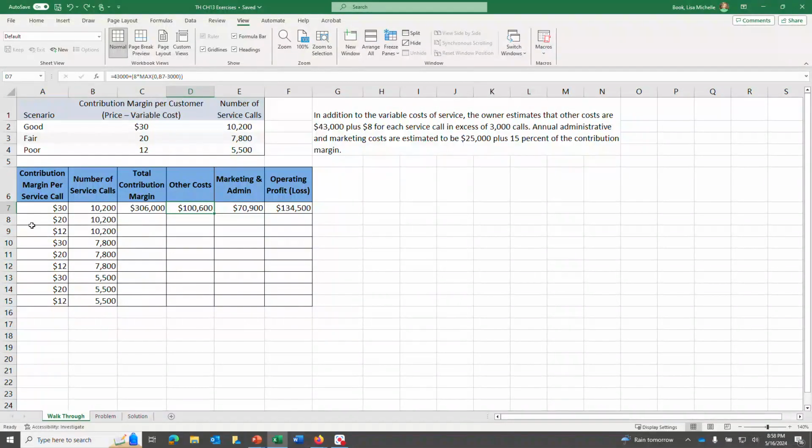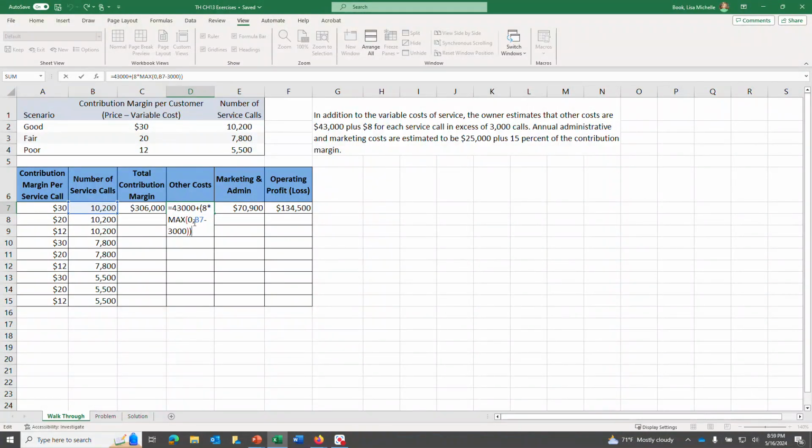Other costs. I'll admit here, I built a more complicated formula than I needed to because I wanted to accommodate what if things were expected to drop down even less in the future. So we start with $43,000, but we need to add $8 for each call in excess of $3,000. You may say, Lisa, all you needed to do is take my cell in column B of number of service calls minus 3,000 and multiply it times 8. But I told myself, what if we had number of service calls drop below 3,000? So I took the 43,000 and to it I added 8 times the max.